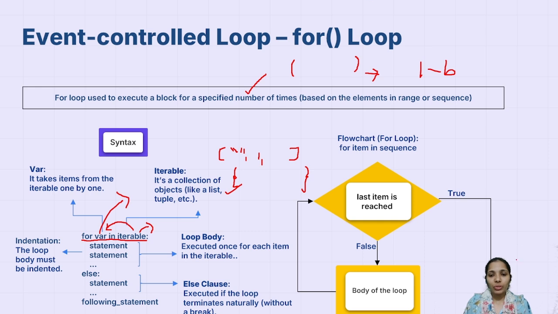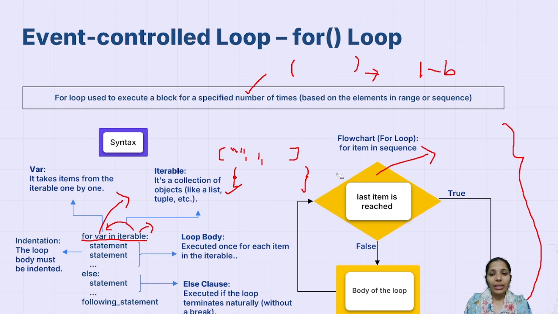And here is the flow chart. In the flow chart, whenever the condition is satisfied in the for loop and it reaches the last item, it is true and it shows exit. Otherwise, it will enter the body of the loop. So this is how a for loop runs, as explained diagrammatically in the flow chart.